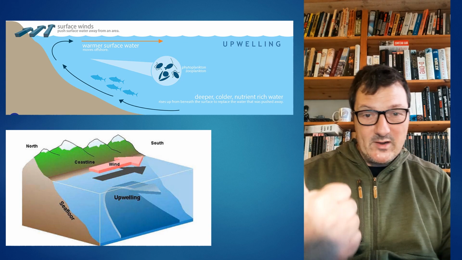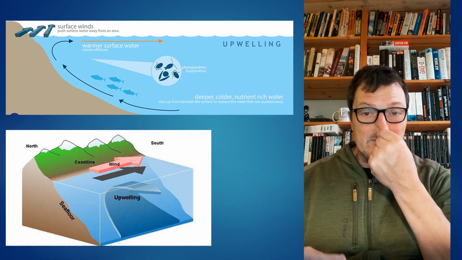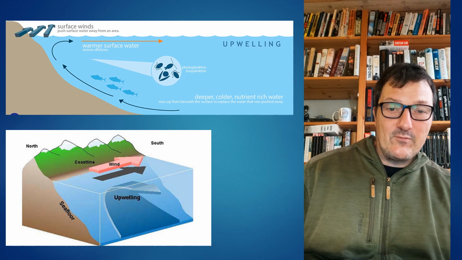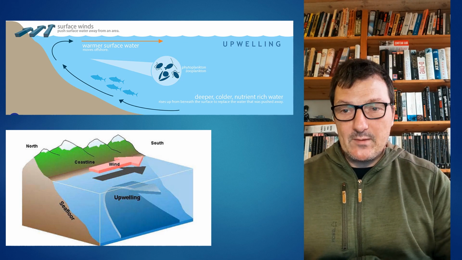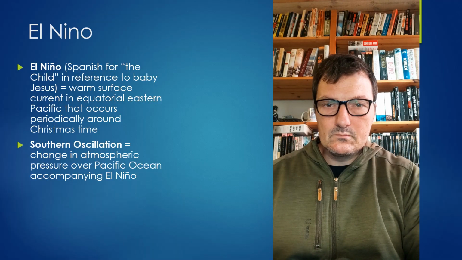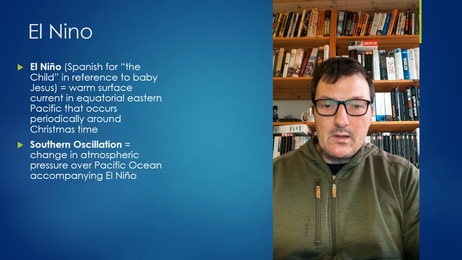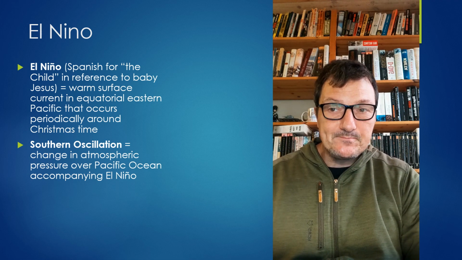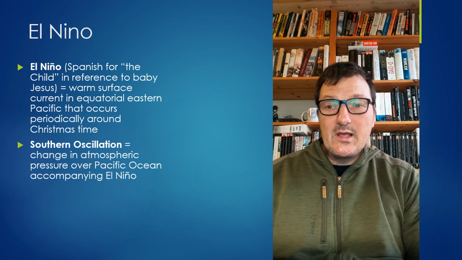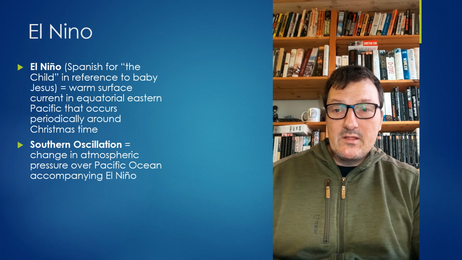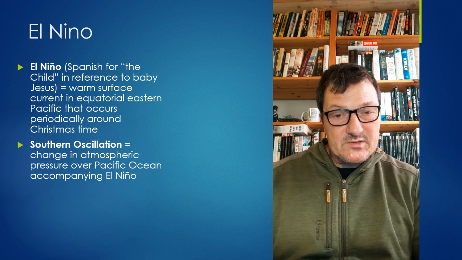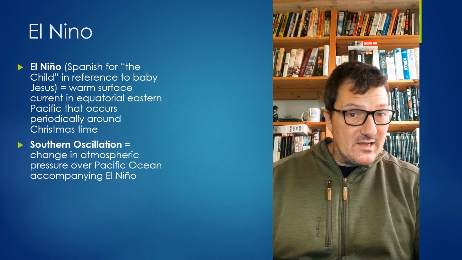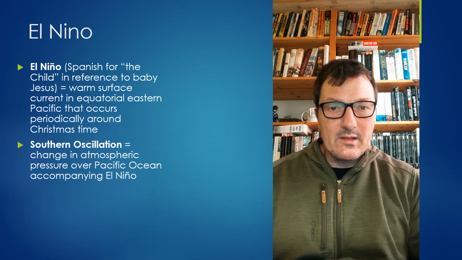When we have more phytoplankton, we get more zooplankton. When we get more zooplankton, we get more small vertebrates, and then more of the bigger vertebrates. This boosts the entire food chain. Now, in the southern Pacific Ocean, we have something we call El Niño, Spanish for the child, in reference to baby Jesus. It's a warm surface current that occurs periodically around Christmas, hence the child. And when we have El Niño, as I'll show you later, we'll have less upwelling than we'll normally have.